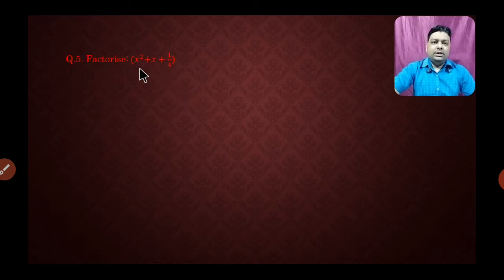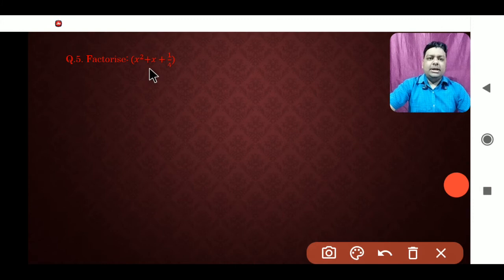Now here you can see x square plus x plus 1 by 4. At first we will see whether it is arranged or not. Here power 2, power 1, here power 0. The constant term means power 0. So it is already arranged. Now we have to see whether the first and the last term are perfect squares or not. The first term is x square, it means it is the square of x.